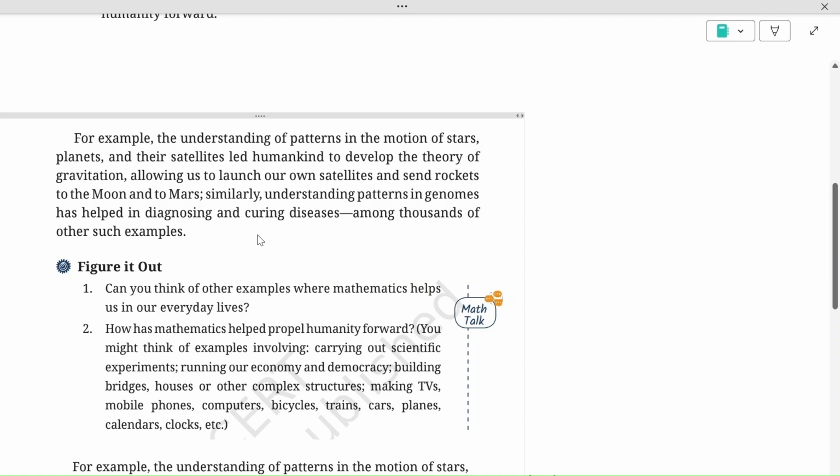Similarly, understanding the patterns in genomes has helped in diagnosing and curing diseases, among thousands of other such examples. What is explained here is that in the field of medical science also, this study has been used. In the case of any disease, there are certain patterns of genomes, which we also call genes. They exist in our body. So looking into those patterns, scientists could diagnose the disease and develop the cure for those diseases, which we call medicines, right?